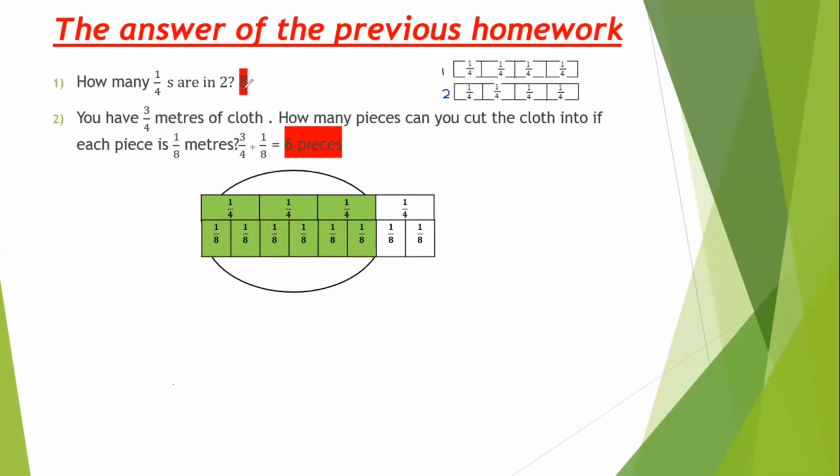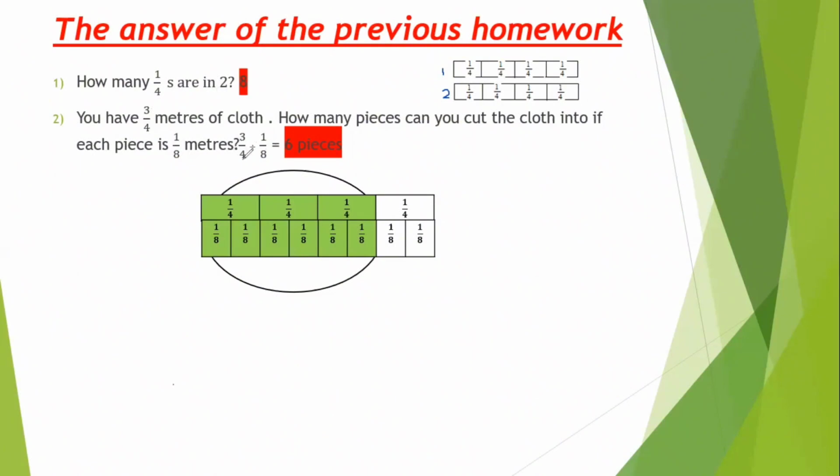Number 2, you have 3/4 meter of cloth. How many pieces can you cut the cloth into if each piece is 1/8 of meter? That means I want to divide these 3/4 of meter by 1/8. I have in the denominator 4 and here I have 8. I can change 4 to be 8.